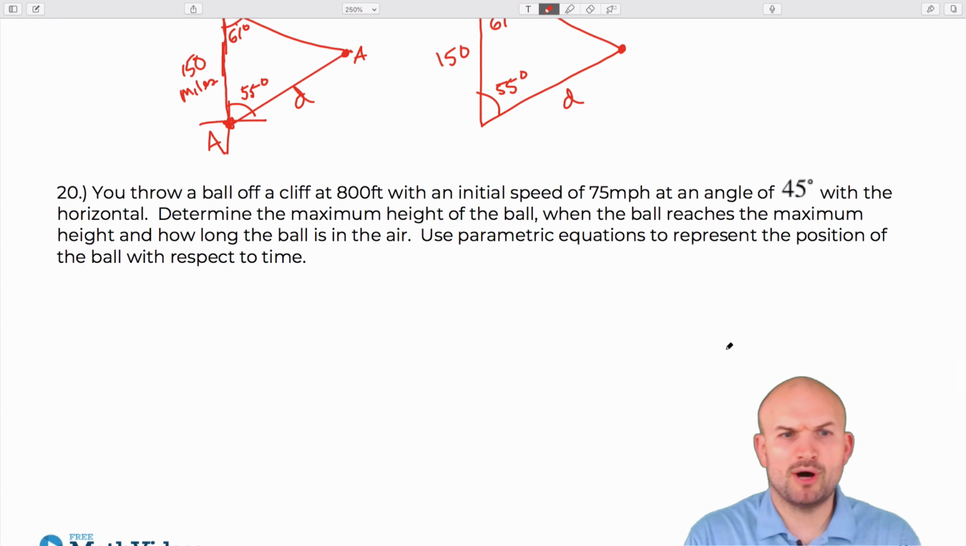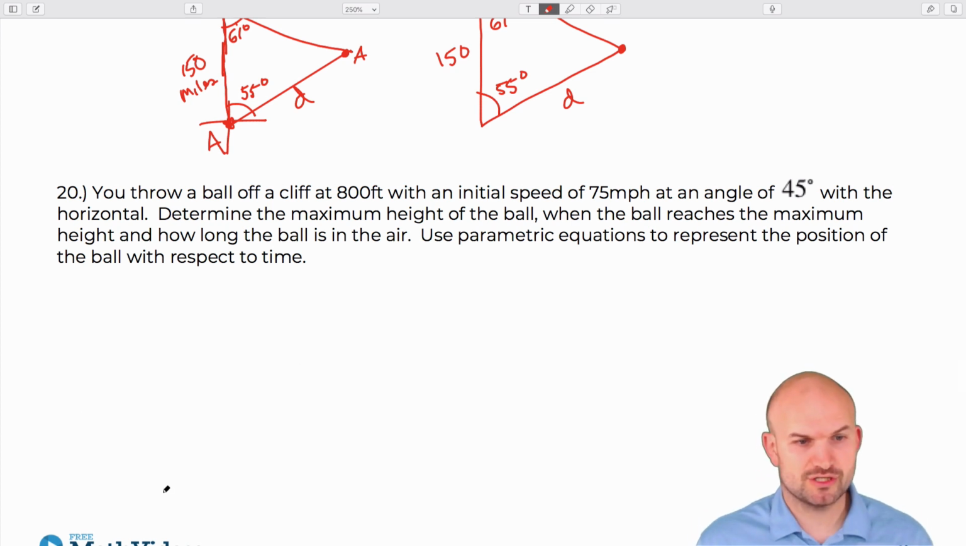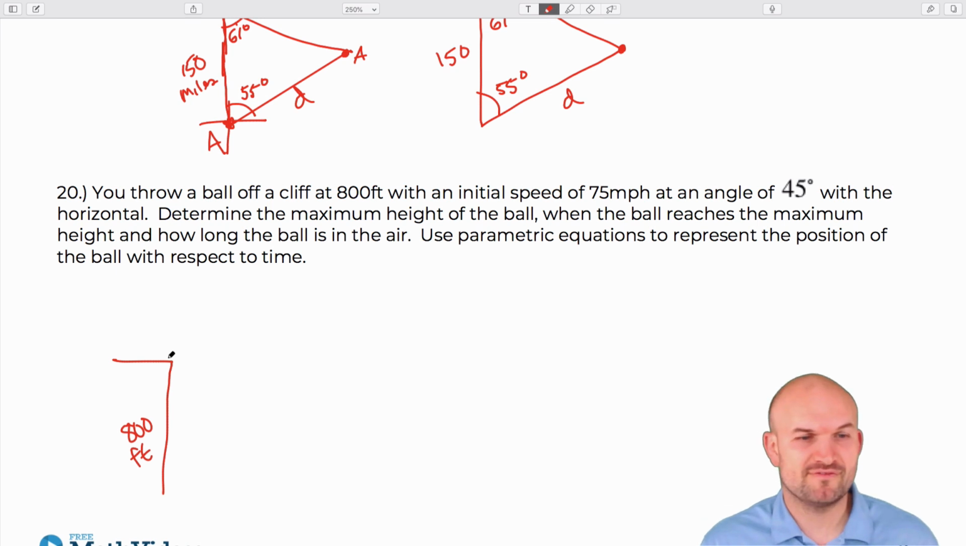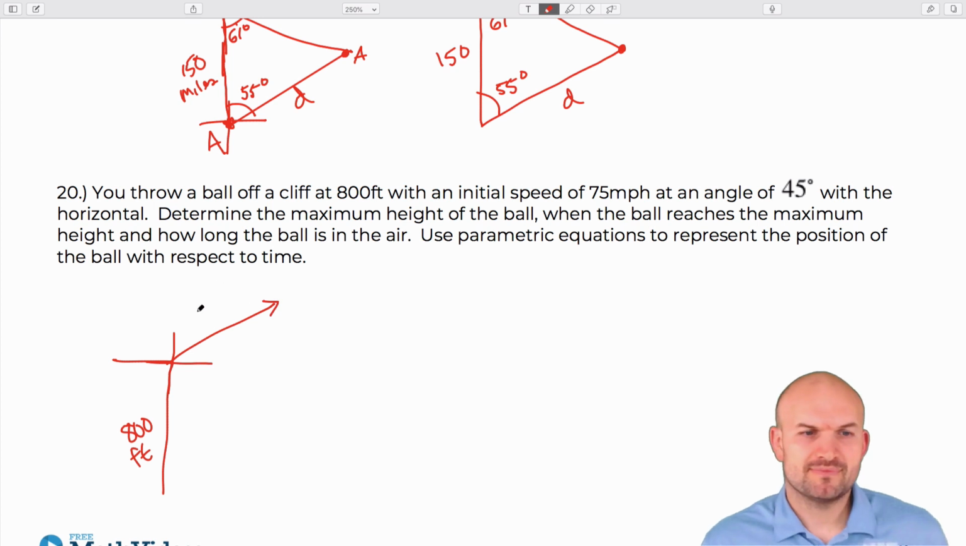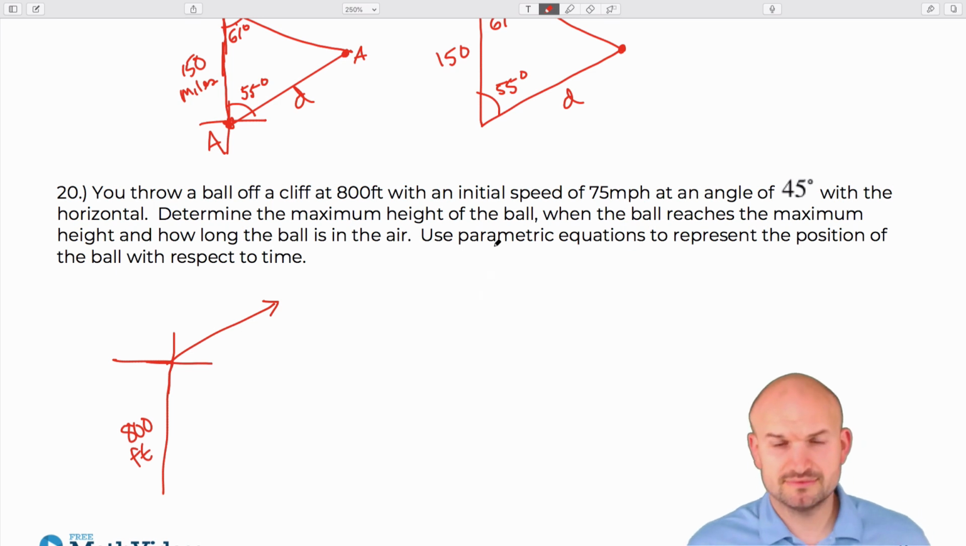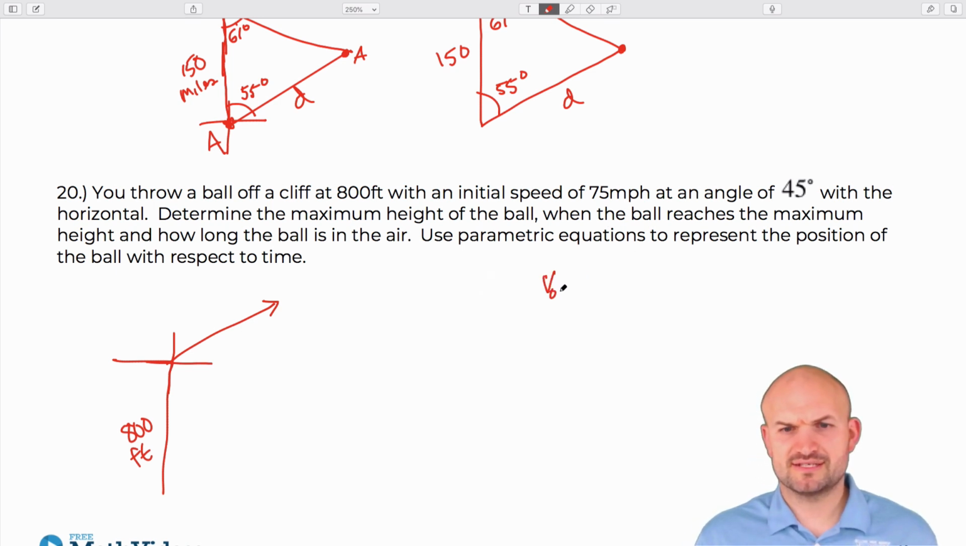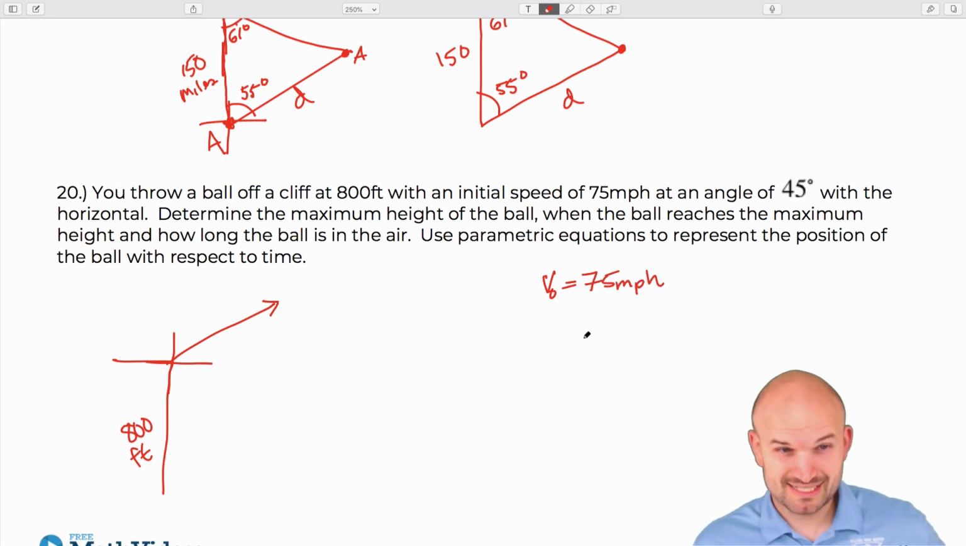All right, the next problem says you throw a ball off a cliff 800 feet tall. So let's go ahead and draw a cliff that's 800 feet tall. You're going to throw a ball with an initial speed of 75 miles per hour at an angle of 45 degrees, so we need to create that angle of 45 degrees. So v sub 0 is going to be 75 miles per hour at an angle of 45 degrees with the horizontal.